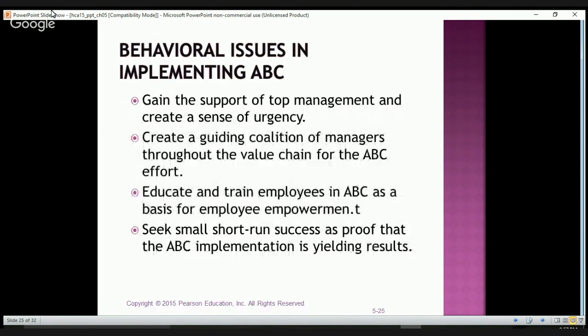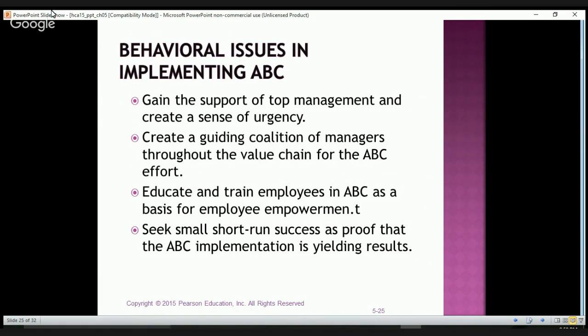A move to a more refined system is not achieved solely within the cost accounting or accounting department. It is a firm-wide effort and should be acknowledged as such. The 5 issues discussed here will ensure that the implementation is successful. So some of the things you need to look out for are: gain support from top management and create a sense of urgency whenever you're trying to do this.